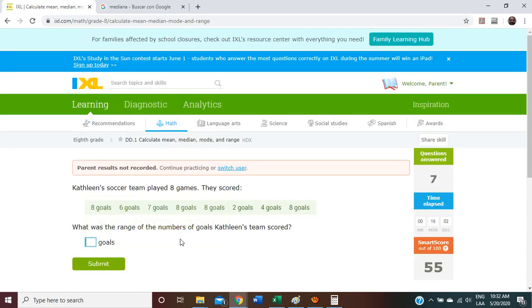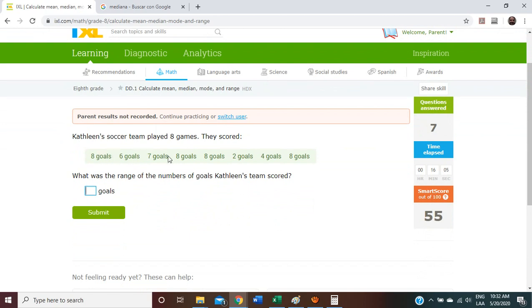And again, we have this amount of goals, and we are being asked again about the range. So what is the highest? We have 8, another 8, 8. So the highest is 8. Let's see what our lowest is. 6, 2, 4. Okay, the lowest is 2. So the difference between 2 and 8 is 6. So the range of these goals is 6 goals.